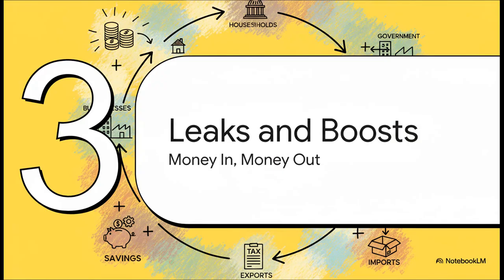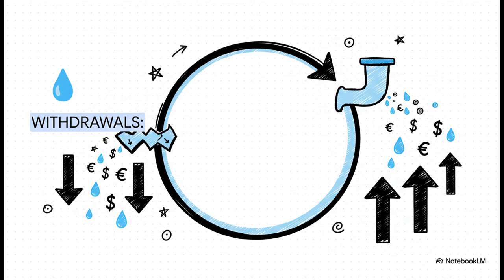Okay, but we all know the real world isn't that perfect, right? It's messy. So that perfect little circle of ours, it's got some leaks. And on the flip side, it also gets some surprise boosts of cash from other places. The best way to think about this is like a plumbing system. For real. You've got these withdrawals. That's money leaking out of the main flow. But then you also have injections. That's like opening up a new tap and pumping fresh money into the system.